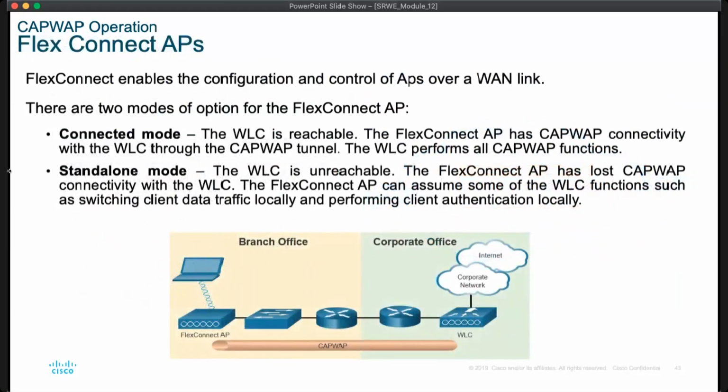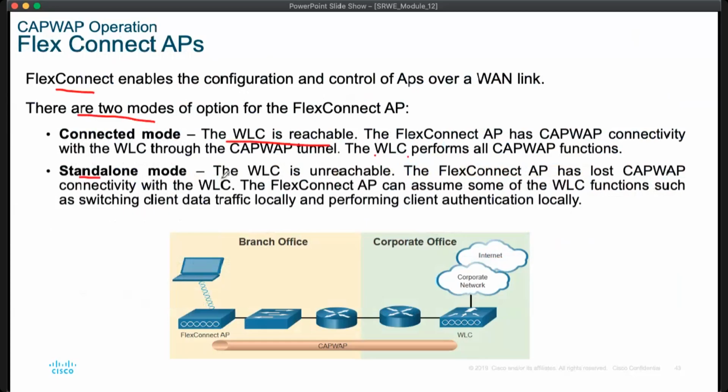FlexConnect AP. FlexConnect enables the configuration and control of the AP over one link. There are two modes of operation for the FlexConnect AP: connected mode and the second one, standalone mode. In connected mode, the WLC is reachable, so the Flex AP has CAPWAP connectivity with the wireless LAN controller through the CAPWAP tunnel. The wireless LAN controller performs all CAPWAP functions.